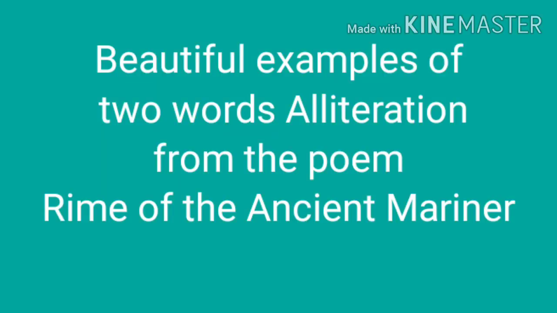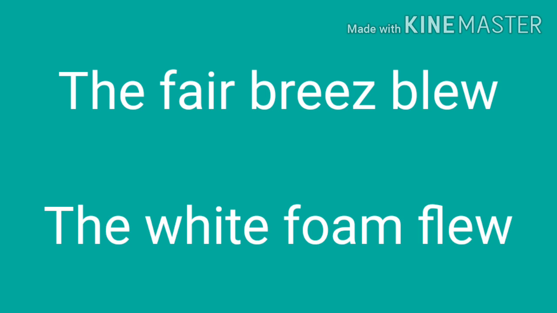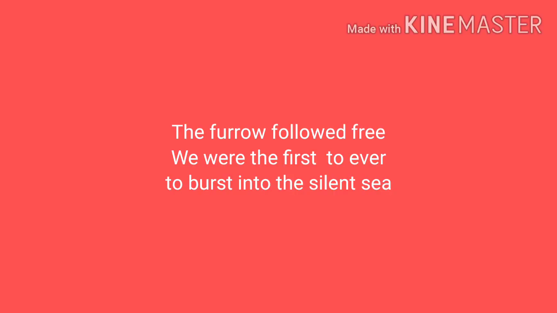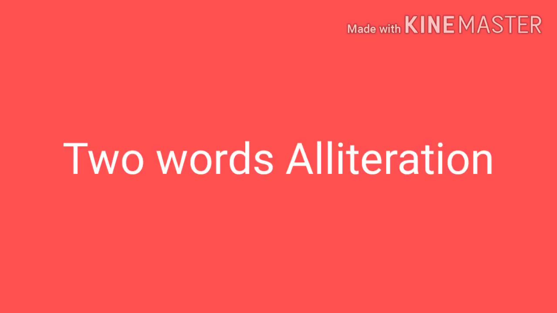Example of 2-word alliteration is from the poem that is very famous, Rime of Ancient Mariner. The lines are, the fair breeze blew, the white foam flew, the furrow followed free, we were the first to burst ever into the silent sea. Here, breeze blew, foam flew, furrow followed, silent sea are beautiful examples of 2-word alliteration.